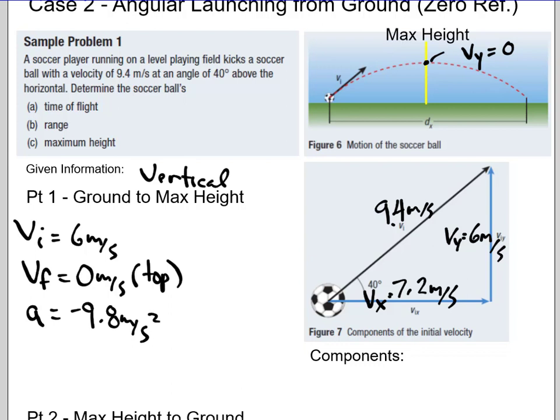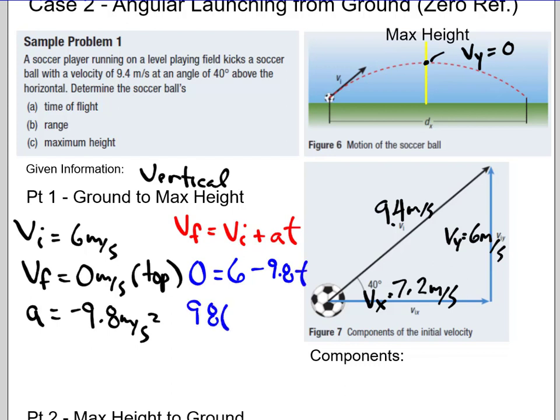If we want to figure out the time of flight, the range, and the maximum height, we need to find both d and t for this particular question. So if we want to go after t, we can use Vf equals Vi plus at. That would be our kinematic equation. So Vf is 0. Vi is positive 6 because it's pointing upward. Our acceleration is negative 9.8. And t we do not know. Now we rearrange and solve for t.